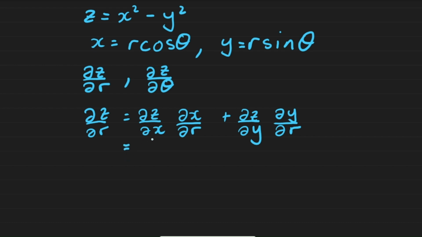So dz/dx, if we look at our equation, we take y as a constant, so that becomes 0. So this is equal to 2x. Then next we look at dx/dr. x is equal to r cos theta. So taking theta to be a constant, so that remains as is, cos theta will not change. Therefore, we just find the derivative of r, and that would be 1. So our answer here would be cos theta.